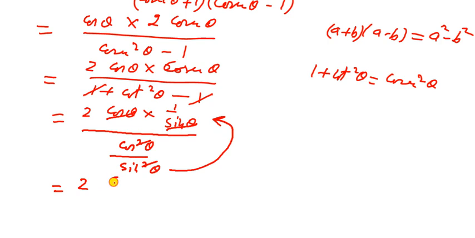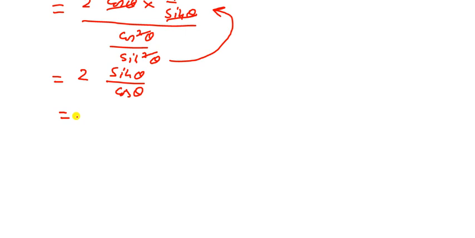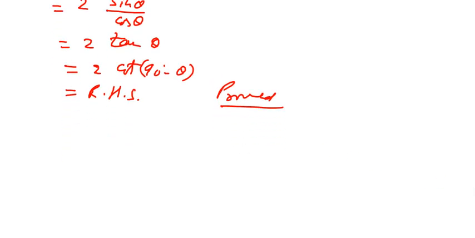Okay, this square will be cancelled out to sin theta, and this square will be cancelled out to cos theta. And sin theta, this will be going in numerator and this is in denominator. So it will be sin theta upon cos theta. As you know, sin theta upon cos theta, that is the tan theta. And as you know, tan theta, it is cot 90 minus theta. And that is the right hand side of the question and hence proved.